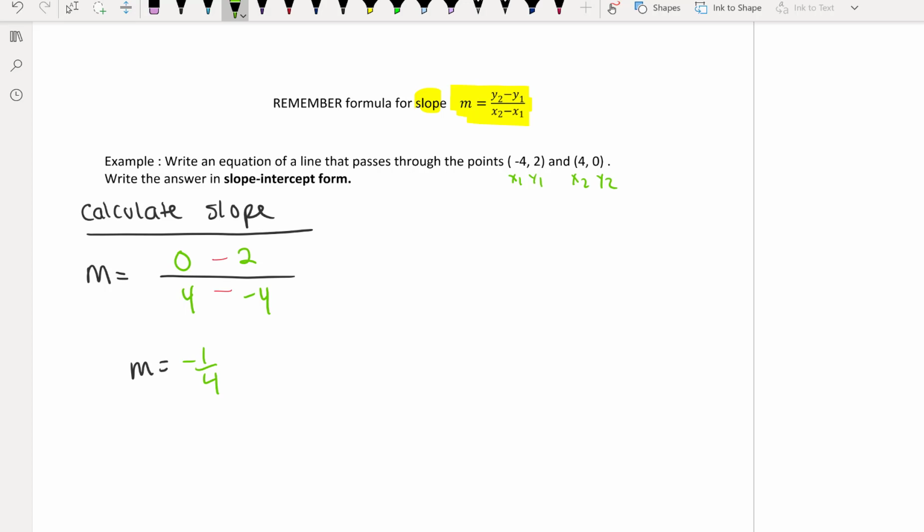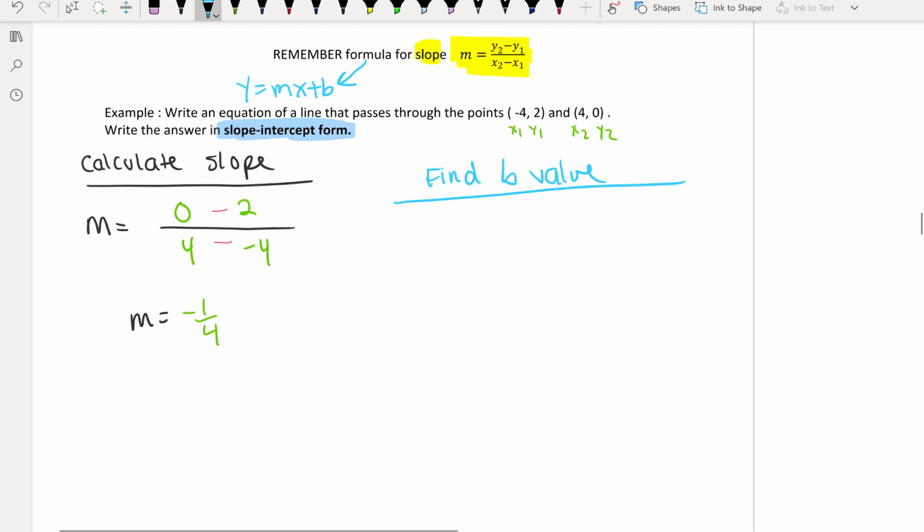Now, don't forget, you specifically want to write this in slope-intercept form. So I specifically have to write it in y is equal to mx plus b. So the next thing I need to find is my b value. So far I have that y is equal to my slope, -1/4 x plus b.